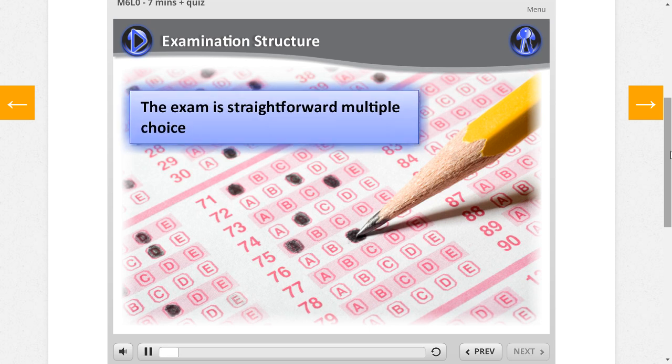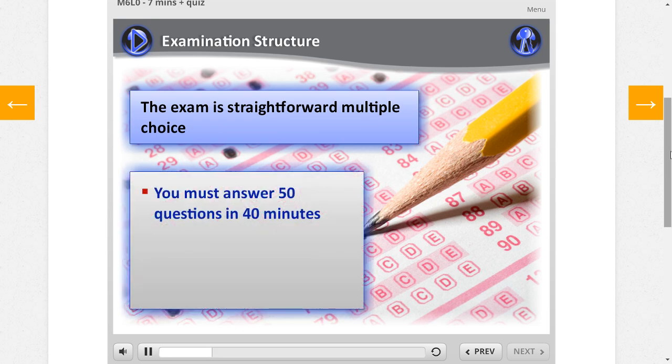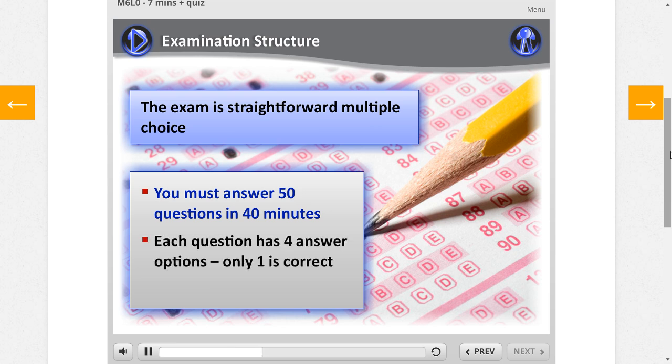The structure of the COBIT 5 Foundation exam is quite straightforward. The exam paper has 50 multiple-choice questions, which you have 40 minutes to answer. This works out at less than 1 minute per question. Each question has a choice of 4 answers. Only one of them is correct. You are awarded 1 mark for each correct answer. No marks are deducted for an incorrect answer, so if you really don't know, take a guess. To pass the exam, you must score 25.